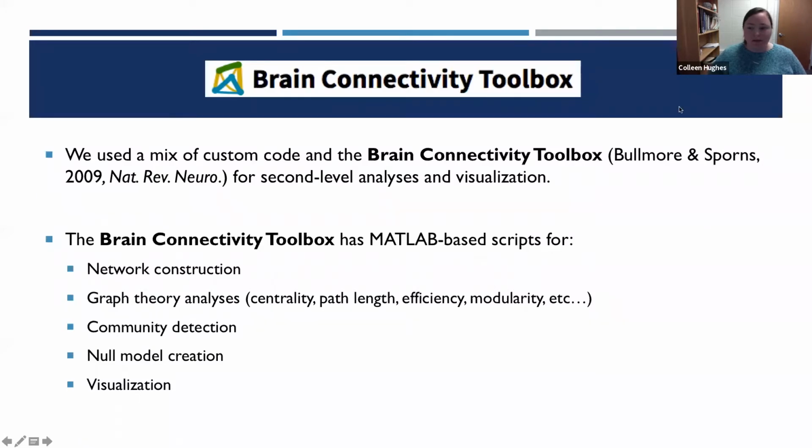And it is a plug because Olaf helped develop this and his lab maintains it, which is part of the reason why we use it. But there are other connectivity toolboxes out there.